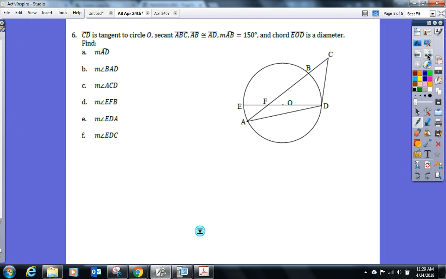Okay, let's get after it. They tell me AB and AD are congruent. What are AB and AD in the diagram? Yep, those are 2 chords. So I have 2 congruent chords. Let me say that again: 2 congruent chords in the same circle. Arc AB is 150, and EOD is a diameter. Perfect.